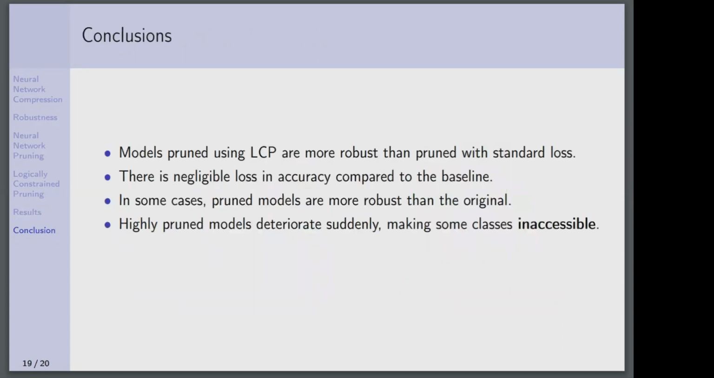So in conclusion, we're able to produce models which are more robust than when pruned with a standard pruning algorithm, and there's a negligible loss in the accuracy when compared to this. So in some cases, we end up with pruned models that are a bit more robust than the original unpruned model. And then we also looked at the deterioration of classes in a network, which makes some classes inaccessible. And again, there wasn't much of a difference when using our algorithm or a standard algorithm.